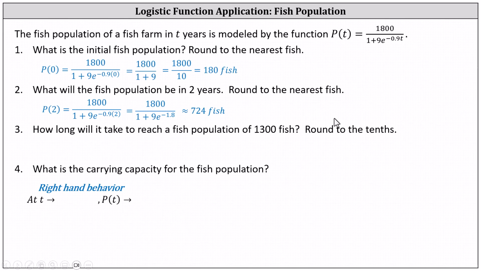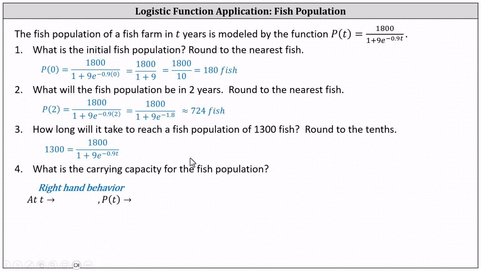Number 3, how long will it take to reach a fish population of 1,300 fish? Round to the tenth place value. To answer this question, we need to substitute 1,300 for P of t and solve for t, which results in this equation. We'll solve this algebraically on the next slide, and then I'll also show how to solve it graphically.